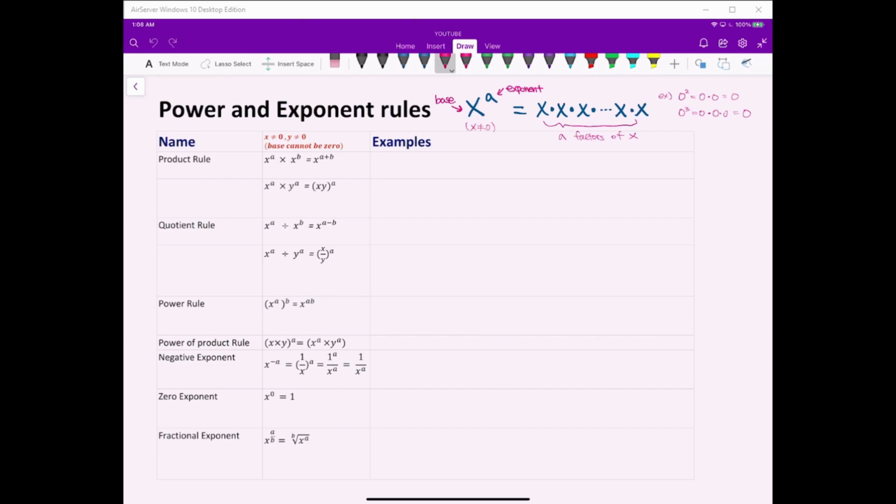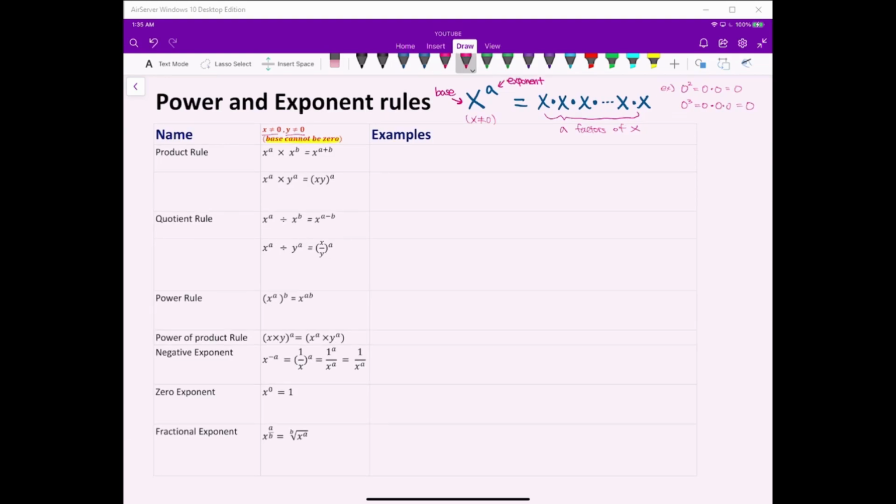This restriction applies the same in the exponent rules because we are using those rules to simplify the powers. So x and y cannot be 0, as each of those variables is the base in those standard forms. Let's look at the exponent rules in the table. The first column shows the names of the rules, and the second one shows the standard or basic form of each rule.